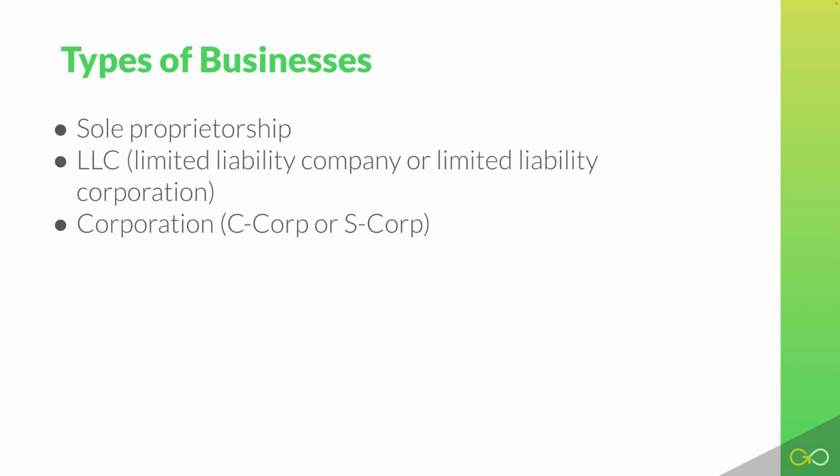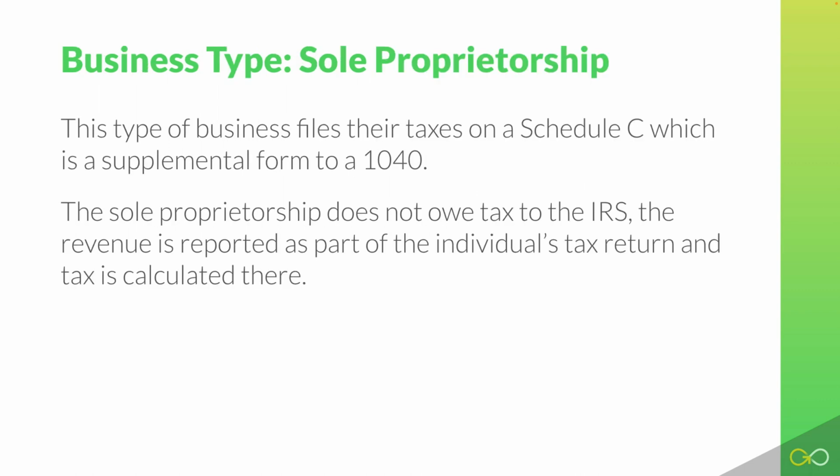Let's talk about different types of businesses. I'm going to discuss sole proprietors, LLCs, and corporations. I'm going to begin with the business type of sole proprietorship. This type of business files their taxes on a Schedule C, which is then attached to the 1040, the 1040 being the tax return for the human. The sole proprietor does not owe any taxes. The business revenue is reported on the individual's tax return, and the tax is calculated there. If there's tax owed, it's the responsibility of the human who owns the business. It is not an expense to the business.